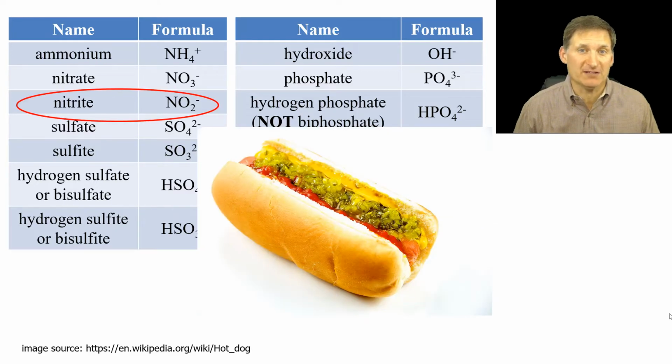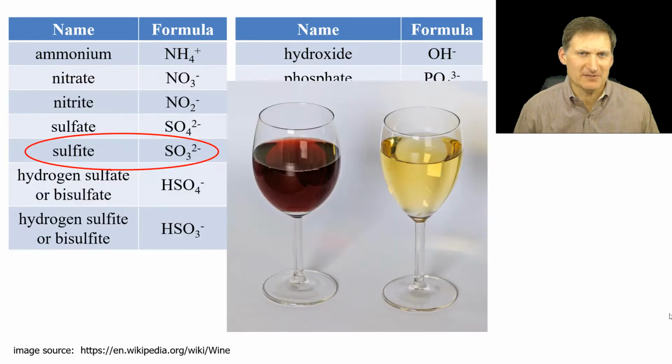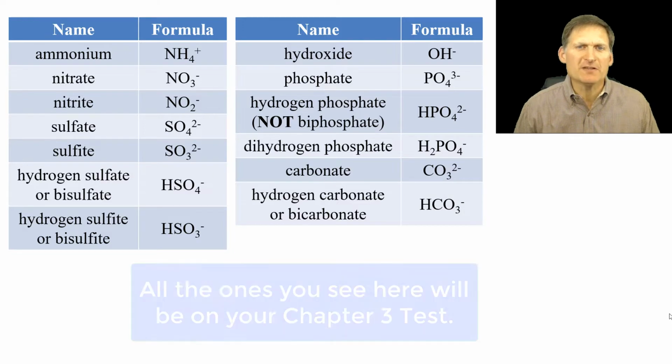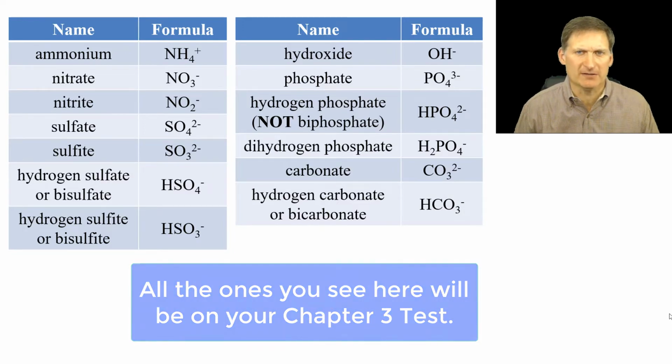Nitrite is found in processed foods like hot dogs. Hydroxide in oven cleaners. Sulfites in wines. We could go on. Now, learning these may look intimidating at first, but don't worry. As I said, I'll give you some hints in a minute.